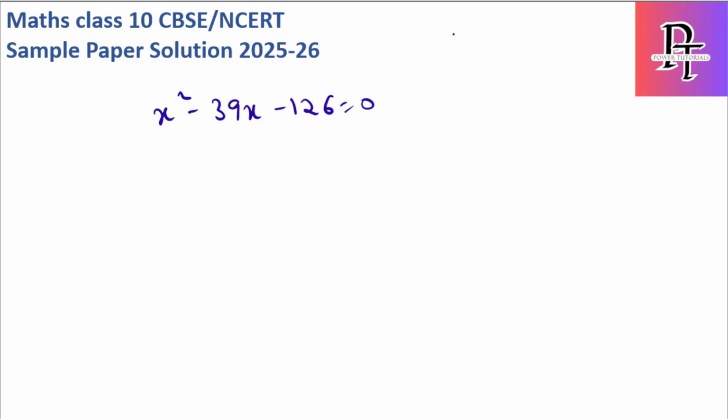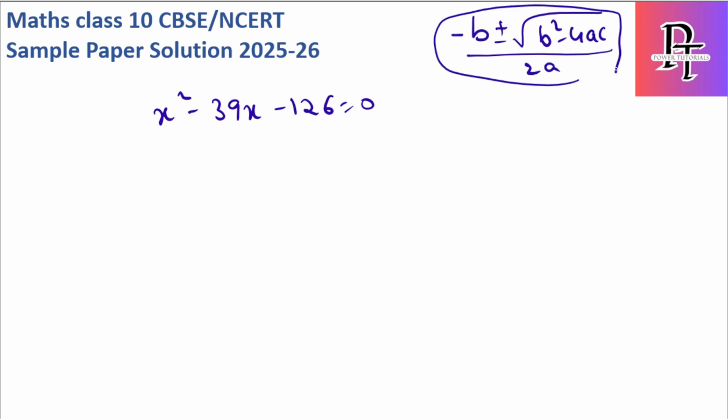The formula is minus b plus or minus root of b square minus 4ac, by 2a. If they ask you to use the quadratic equation formula, you have to use this formula. For this question I'm using the prime factorization method. The factors of 126 I'll write here.